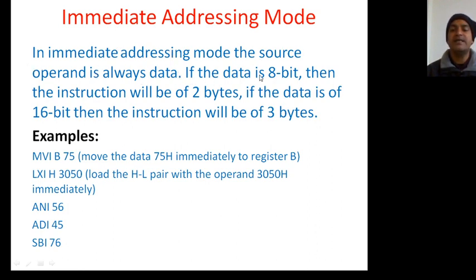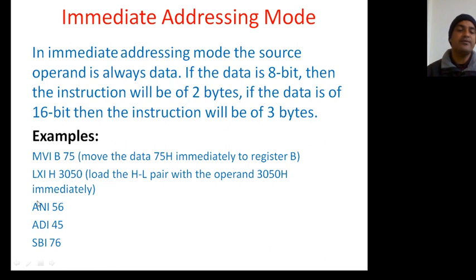If the data is 8 bit then the instruction will be 2 bytes. If the data is 16 bit then the instruction will be 3 bytes. As you have seen in 2 byte or 3 byte instructions, check here: the last letter is I, so it is immediate addressing mode.